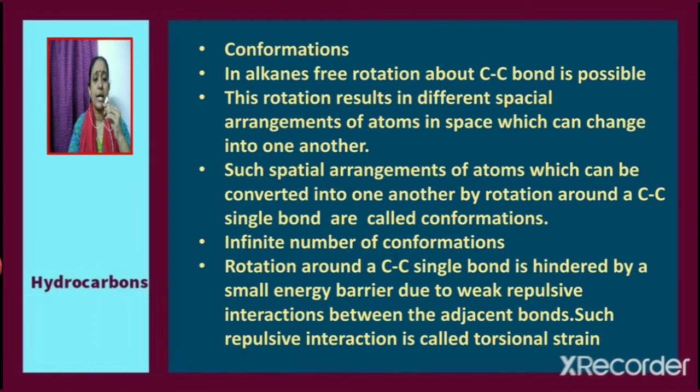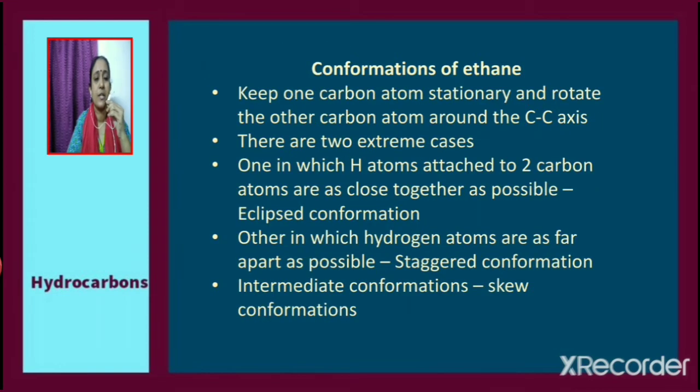Rotation around a carbon-carbon single bond is hindered by a small energy barrier due to weak repulsive interactions between the adjacent bonds. Such repulsive interaction is called torsional strain. Next we shall learn about conformations of ethane.